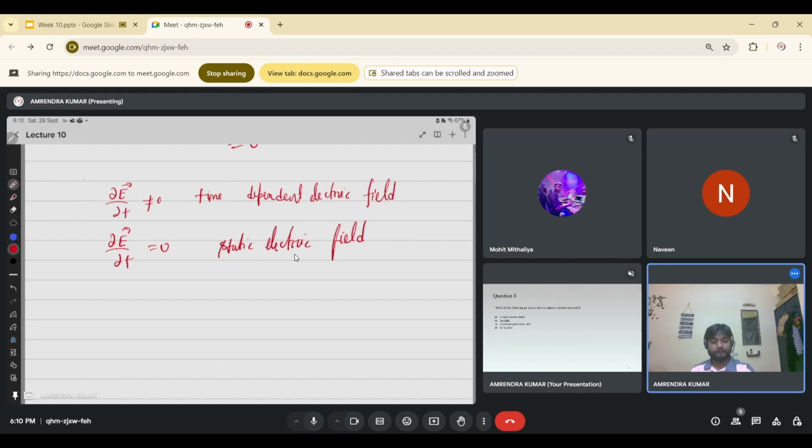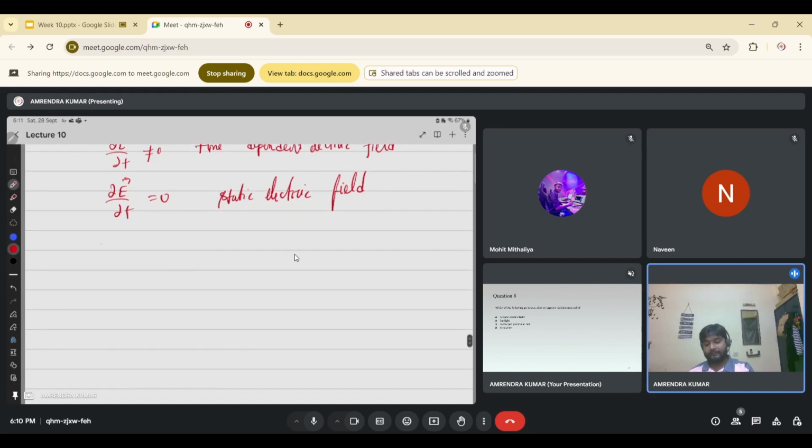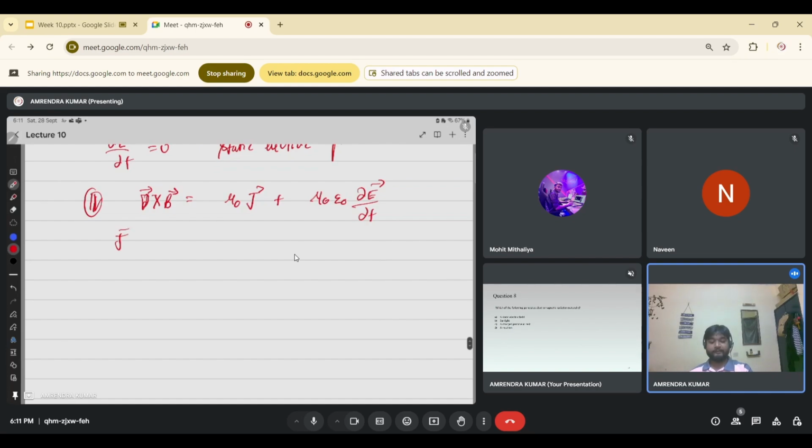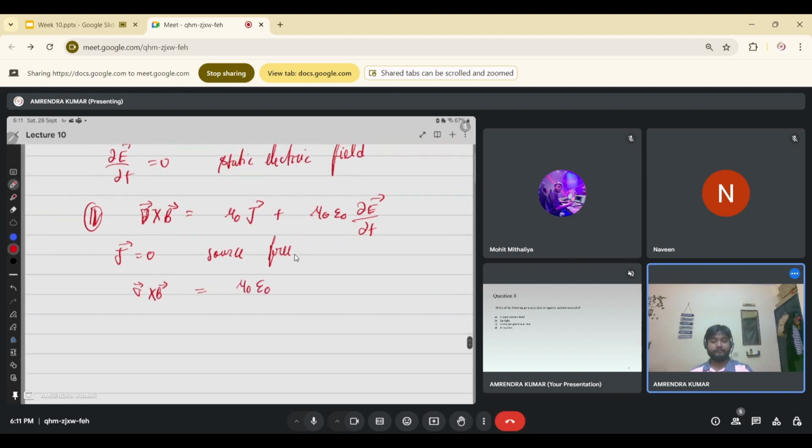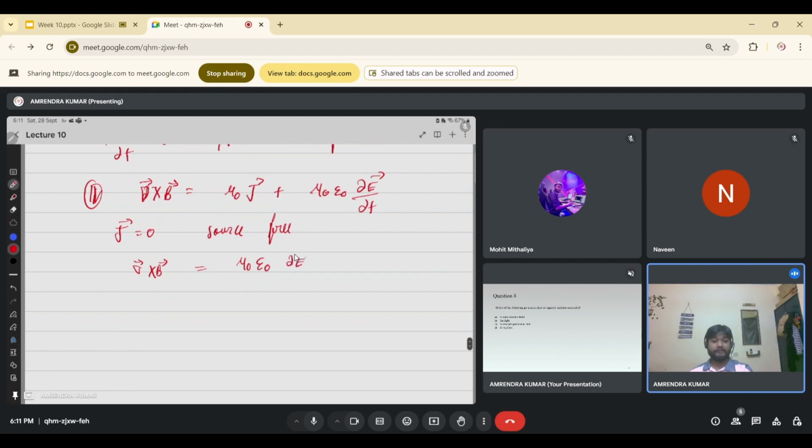Now try to understand this Maxwell's fourth equation that I wrote as del cross B is equal to mu naught J plus mu naught epsilon naught del E over del t. Let's consider for the time being the source free case, where the J vector is zero. So we have del cross B is equal to mu naught epsilon naught del E over del t.